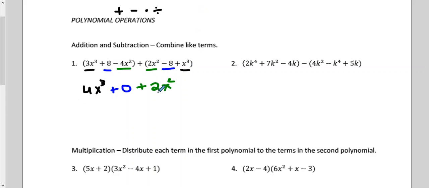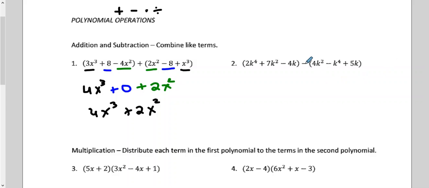So if I were to just write it all together, it's 4x cubed. And then we don't have to write the 0, plus 2x squared. Now, we do like to write from the highest degree to the lowest degree. So we do write the 3 first and then we write the 2. So this is my final sum of these two polynomials.